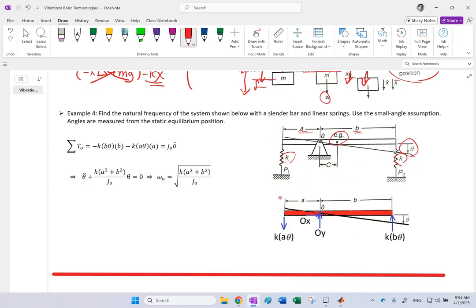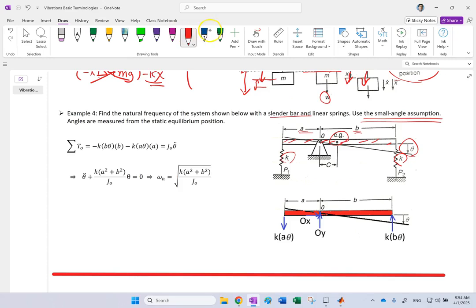I want to find the equation of motion for the system and find the natural frequency, assuming this theta is what? Again, a small angle, because if it's not, you're going to get sine terms or cosine terms. So we assume small angle, and we model this seesaw as a slender bar, okay, with mass m and total length a plus b. So what would you get? You draw the FBD for it.